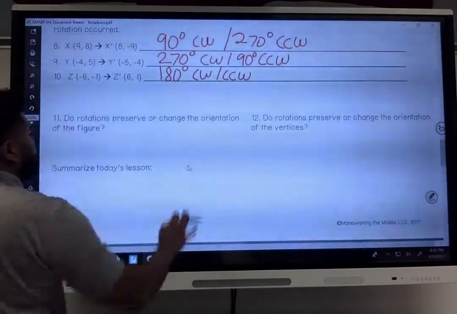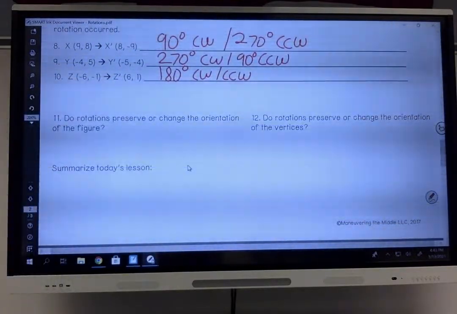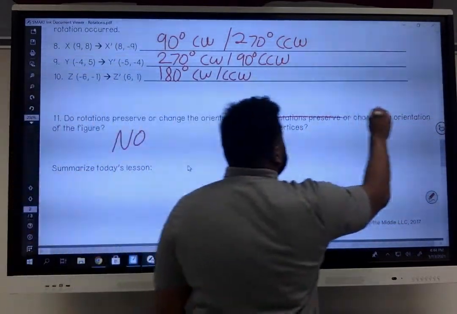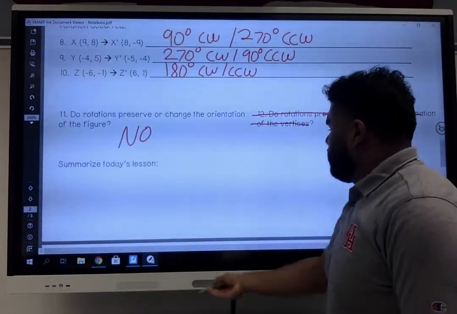Okay, so question 11, do rotations preserve or change the orientation of the figure? No. Okay, and I don't have to worry about question 12. All right.